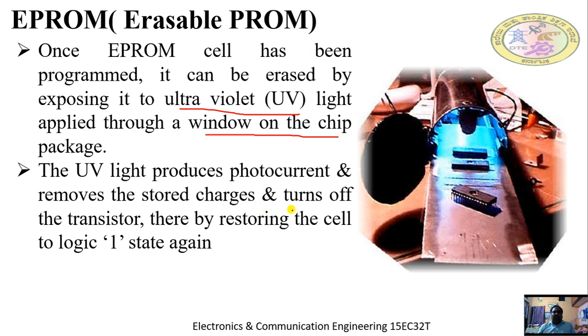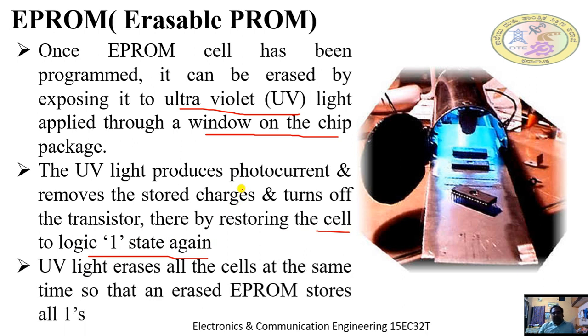Once the charges are removed, the transistor which was turned on now gets turned off again, thereby restoring the cells to logic 1 state again. All the cells return to the logic 1 state. So here the UV light erases all the cells at the same time, so that the erased EEPROM stores all ones. Typically in this process, the selective erasing option is not available.